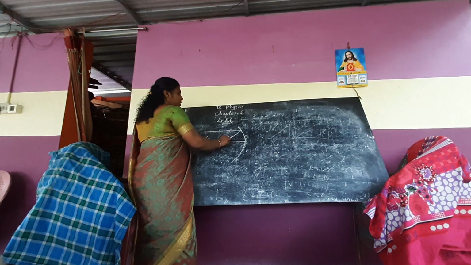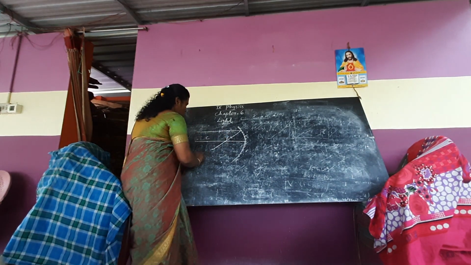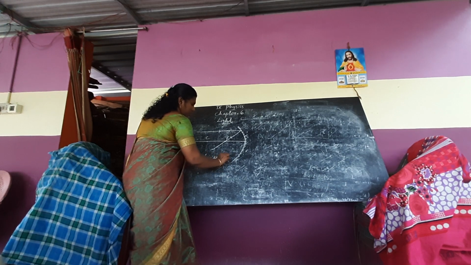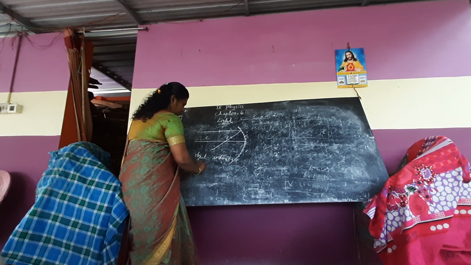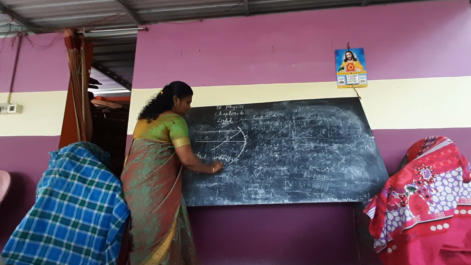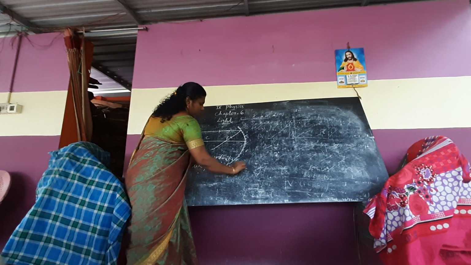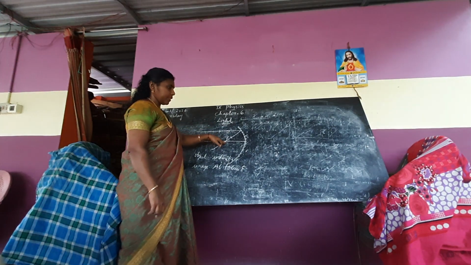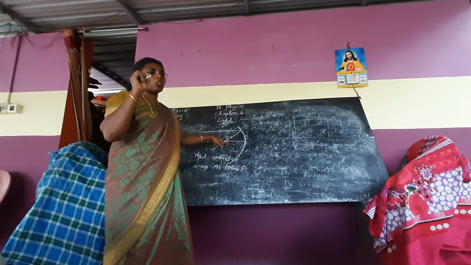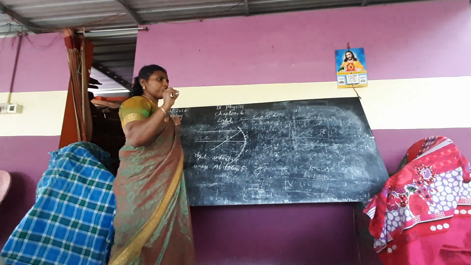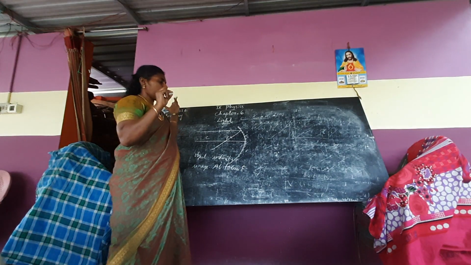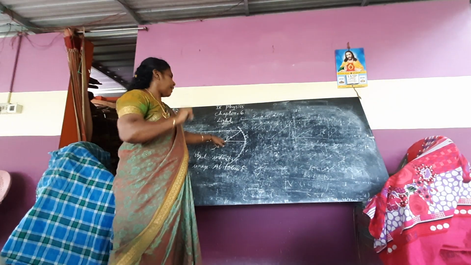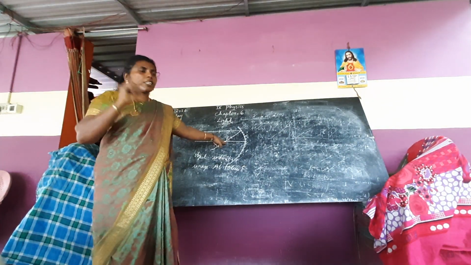We will get the image at the focus here. So you have to write: object at infinity, image at focus F. So when the object is at infinity, the image will be at focus F. A point-size, diminished image is what you will get. Why? Because the object is at infinity, so far away, the image you will get is a point. A diminished, point-size image you will get.